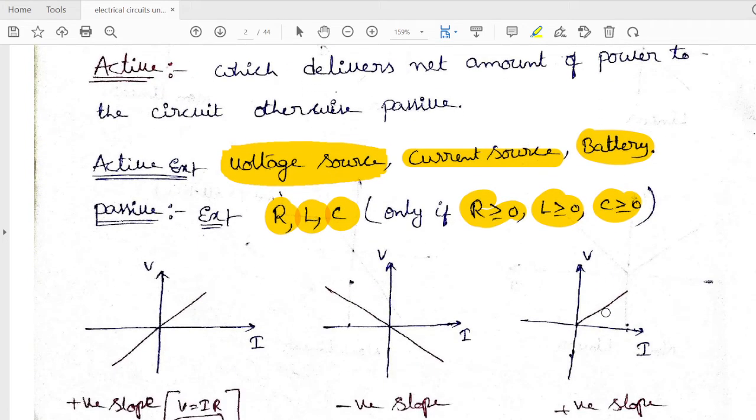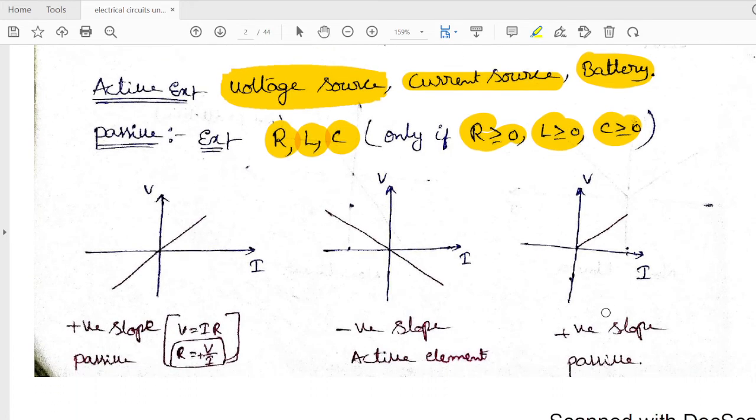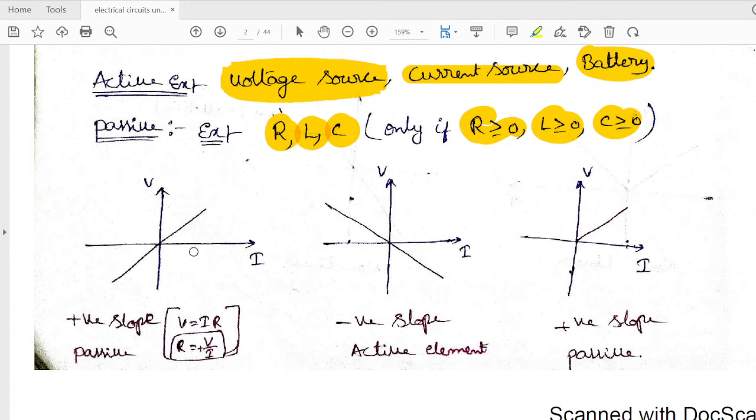Now let us see with some examples. See here, I am drawing a curve between voltage and current. So according to Ohm's law, we know V is equal to I into R. If I want to find R, R is equal to V divided by I. So if I divide V by I, if I get a positive slope, then the element is said to be a passive element.